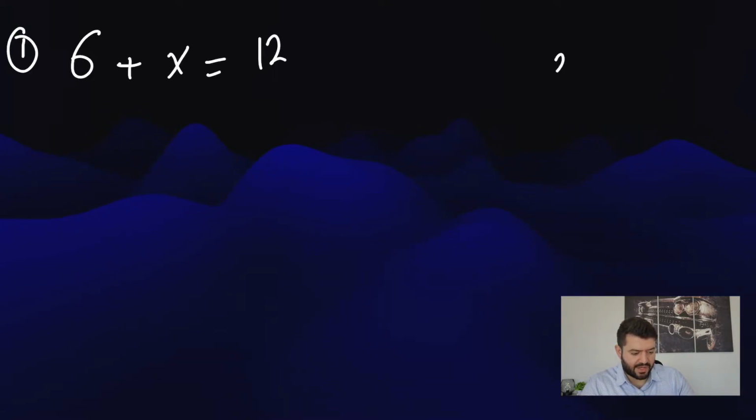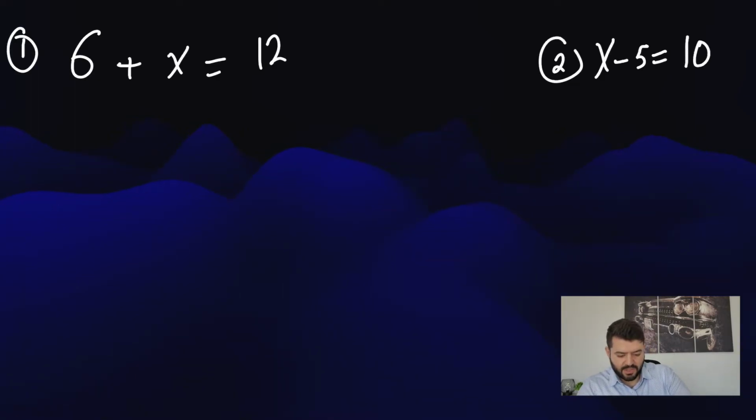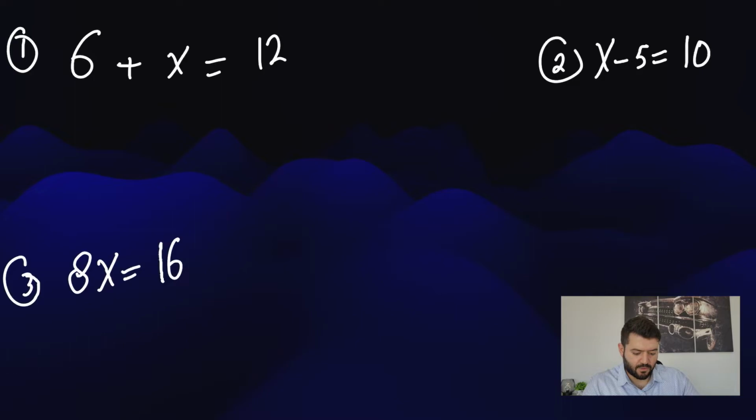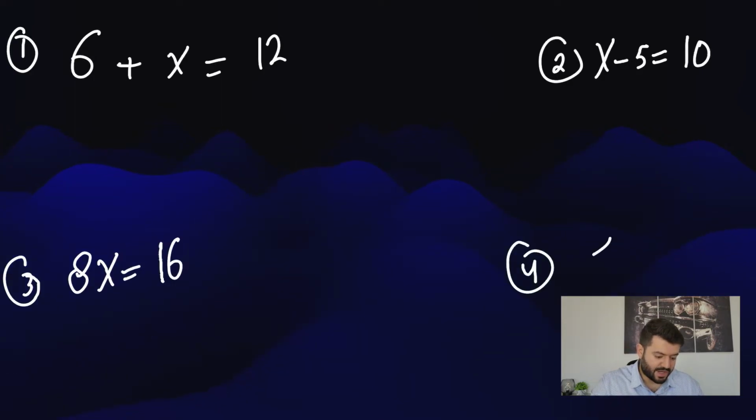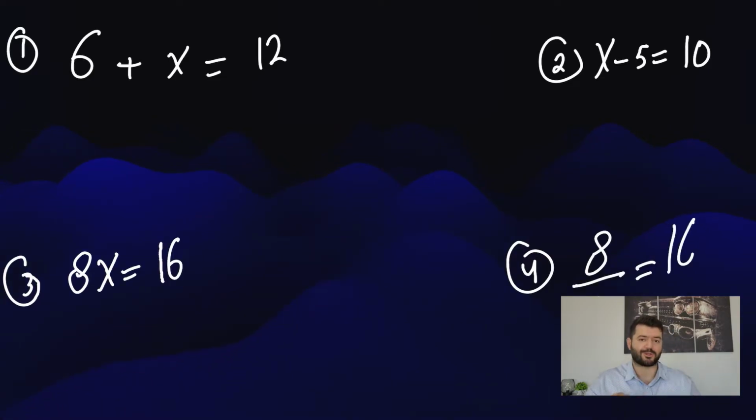Example number 2, we have x minus 5 equals 10. And example number 3, we have 8x equals 16. And example number 4, we have 8 over x equals 16. Let's make things a bit more interesting. So let's solve the first one.